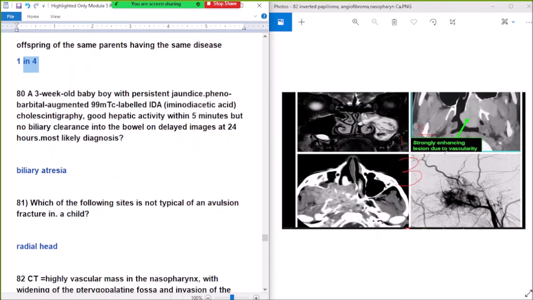Question 80. A 3-week-old baby boy with persistent jaundice. After phenobarbital augmentation, HIDA cholescintigraphy shows good hepatic uptake in 5 minutes, but no bile cleared into the bowel on delayed imaging at 24 hours. Most likely diagnosis: biliary atresia. A HIDA scan showing good hepatic uptake in 5 minutes but no bile clearance into the bowel at 24 hours indicates biliary atresia.